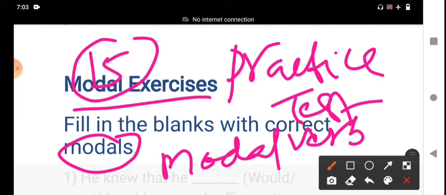That is the class today. Why should we select that appropriate answer or more suitable answer in that blank? Fill in the blanks with the correct modals.